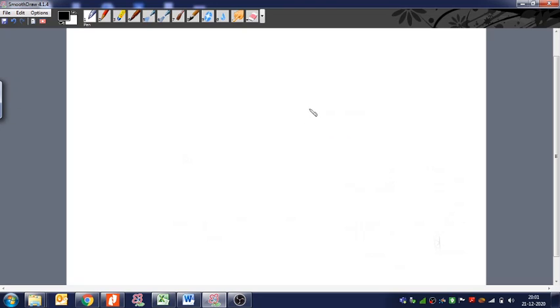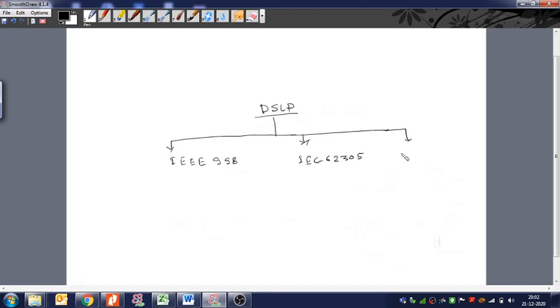If the question comes on the lightning protection method, sometimes called DSLP, direct stroke lightning protection: for lightning protection, there are three techniques overall that we use. One is the IEEE 998 method, the IEEE 998 standard. Second is the IEC based standard, IEC 62305, and third is Professor Rajvik.